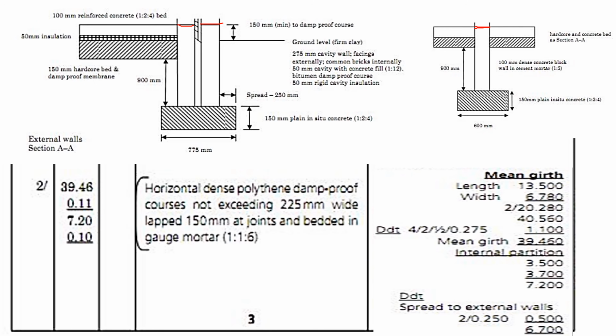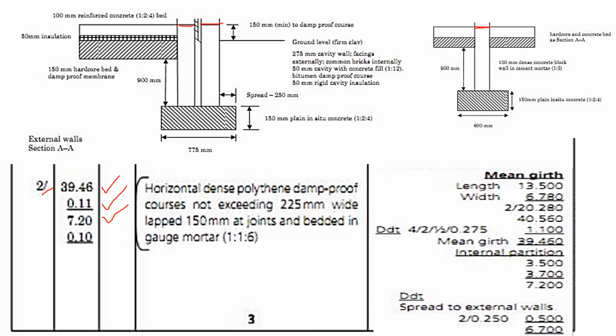So how do we calculate for the area of the damp proof course? We shall take the center line of the external wall, which is 39.46. Then we multiply by the area below the walls. Both walls are 275 millimeters. To 275, we deduct the cavity, which is 50. We shall get 225. Divided by 2 walls, we shall get 112.5. So for each wall is 0.112. When we round off to 2 decimal places it is 0.11. We multiply by 2 walls. Then for the internal walls, we shall take the center line, which is 7.2.